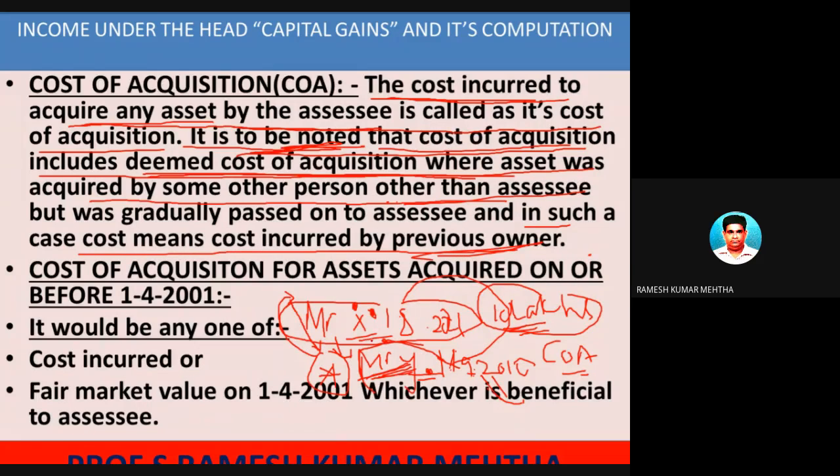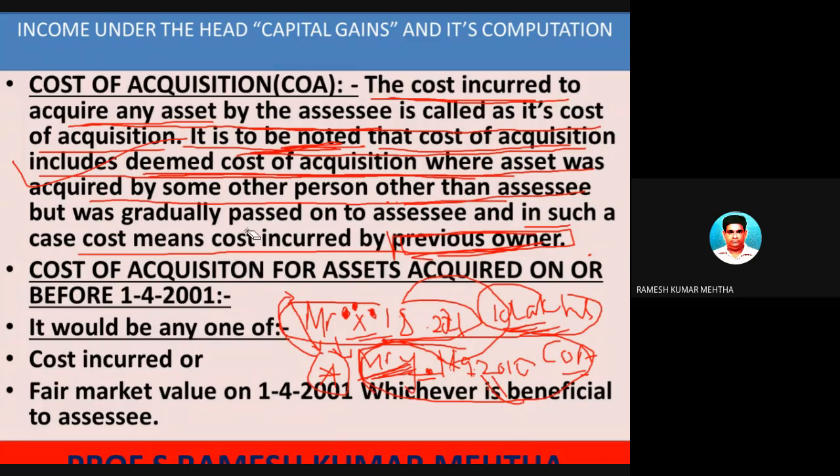So whatever is the cost incurred by the previous owner. Now in this case, the previous owner is Mr. X. What is the cost incurred by Mr. X for acquiring this piece of land or building? 10 lakh rupees. So the cost of acquisition in the hands of Mr. Y is 10 lakh rupees, because Mr. Y has not purchased it. Mr. X has purchased it, who is called the previous owner. Hope you have understood this point.